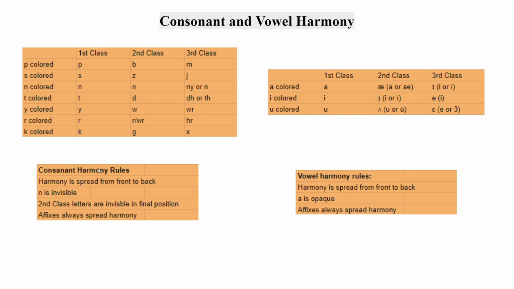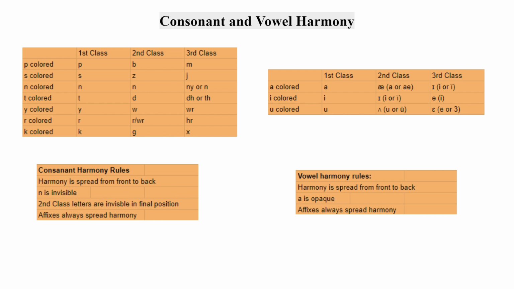Rules for this are, for consonants and vowels, their harmony is spread from front to back. And a few letters are opaque, which means that they are not affected by the vowel harmony. And affixes, like prefixes and suffixes, always spread the harmony.